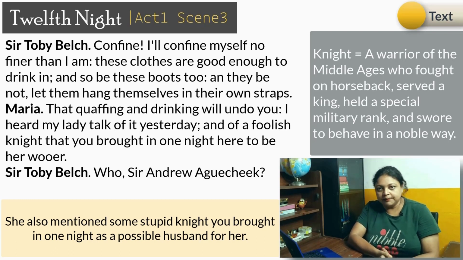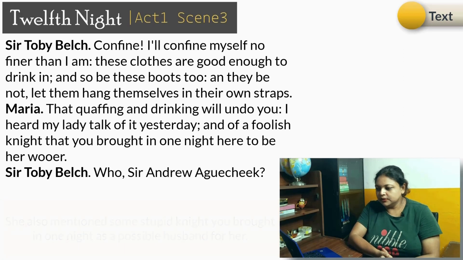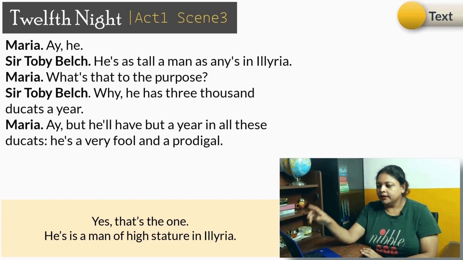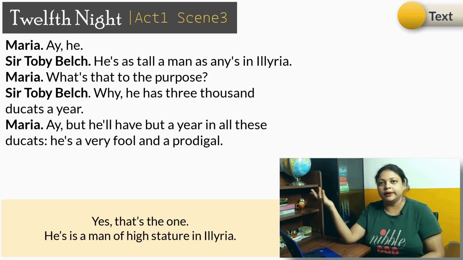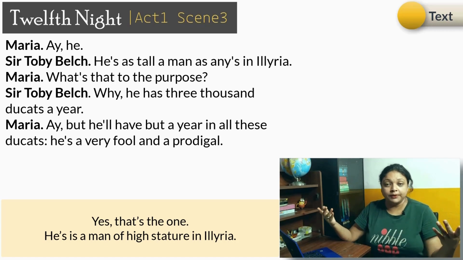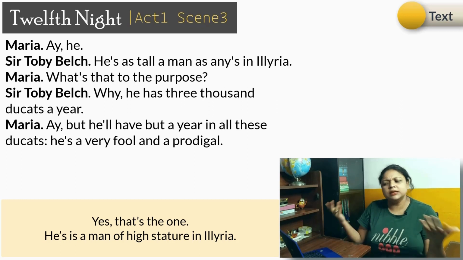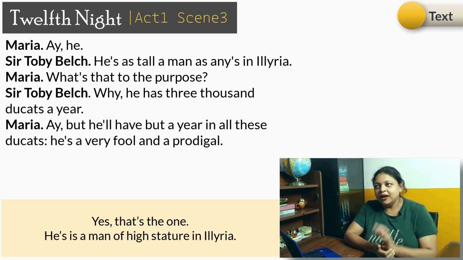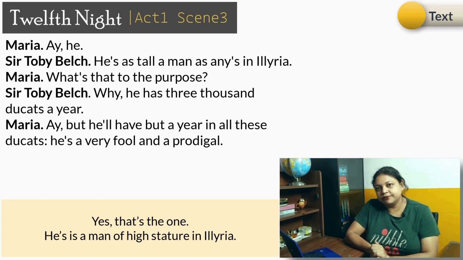So Maria is asking about this foolish knight. Who? Sir Andrew Aguecheek? Aye, he. He is as tall a man as any is in Illyria. So tall here means wealthy. Okay, stature, so far as economic standard is concerned, wealth is concerned, he is as tall as any man in Illyria.